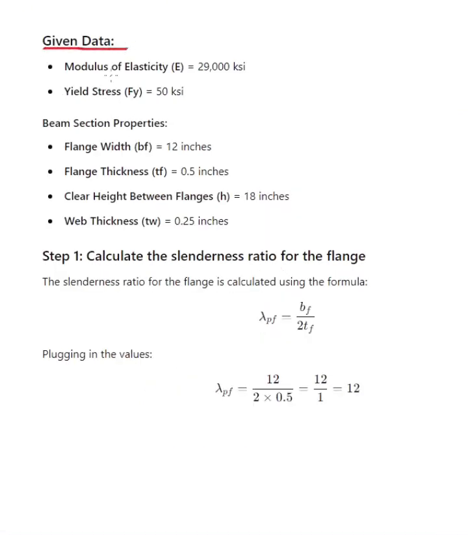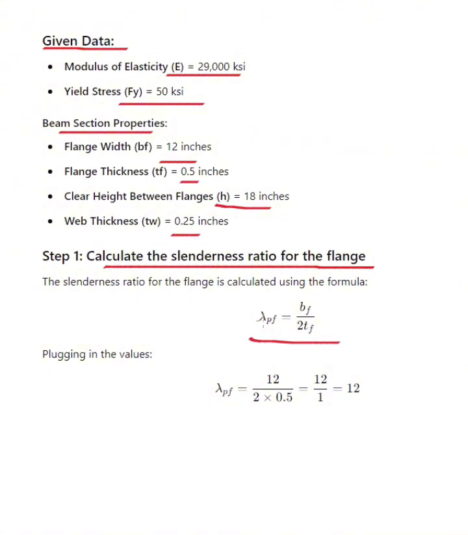This is one example. You see the modulus of elasticity and yield value, and the beam section properties are given. The first step is to calculate the slenderness ratio for the flange. The slenderness ratio for the flange is calculated using the formula lambda pf equals bf by 2tf. We know bf is 12 inches, and 2 times the thickness of the flange, 0.5, so plugging in these values, we get lambda pf as 12.